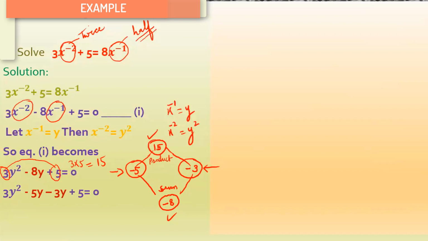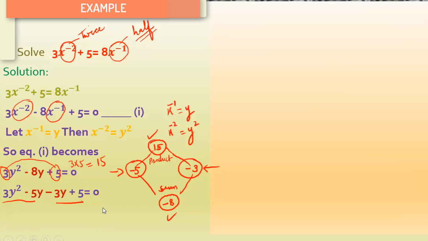Now we have 3y square minus 5y minus 3y plus 5 is equal to 0. In the first two terms, what do we have in common? We will take common factors in these two terms and in the last two terms. What do we have common in the first two terms? Yes, only y is common. So we will write y, and we are left with 3y minus 5.